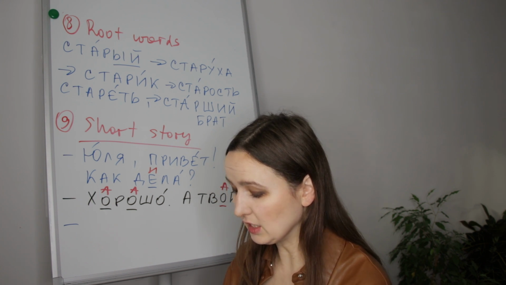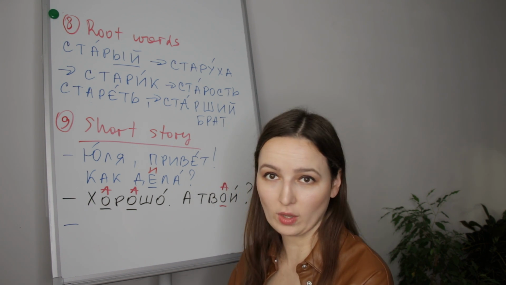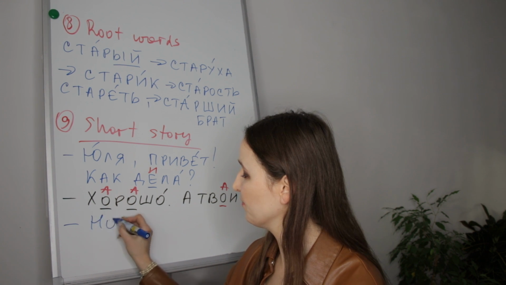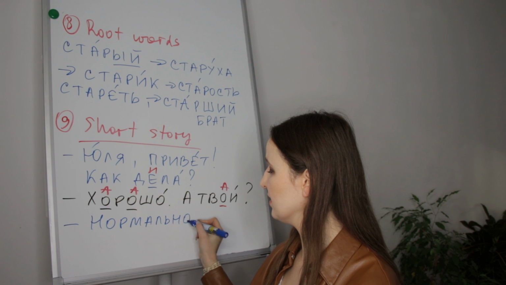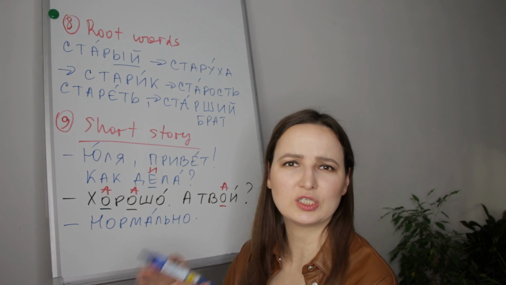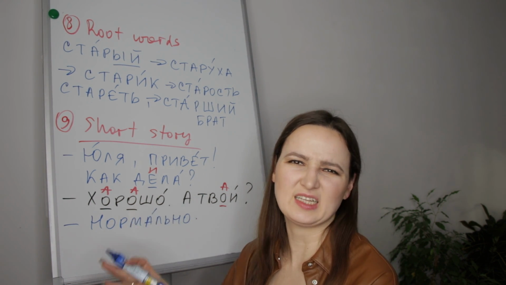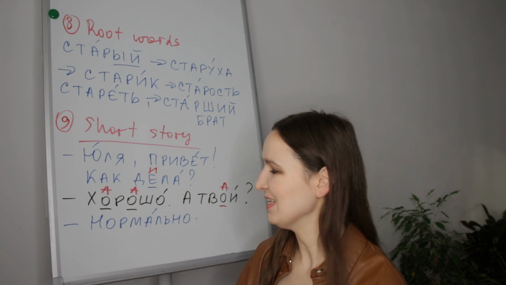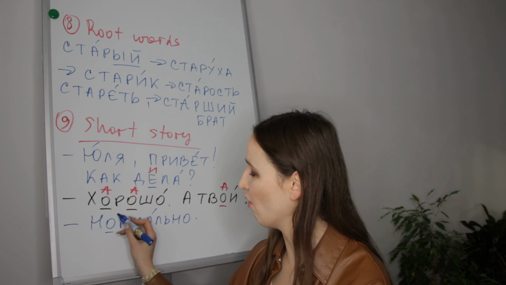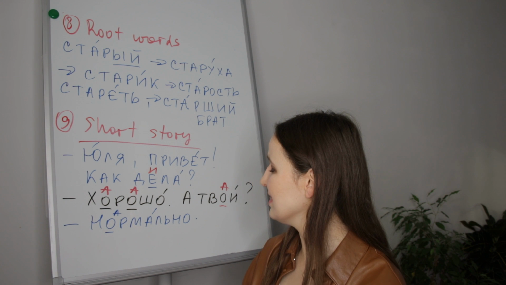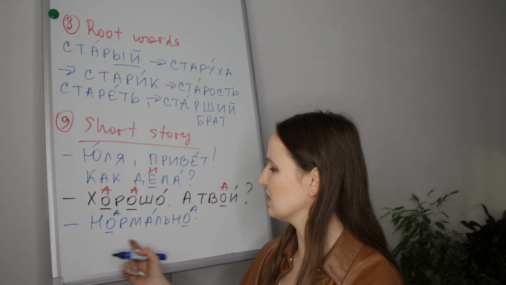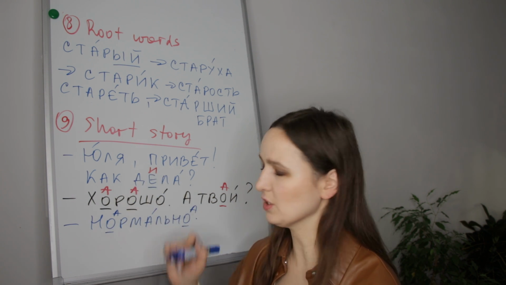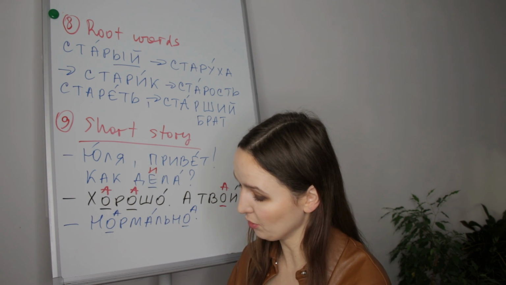Нормально. Ты не знаешь, кто он? Нормально means literally normal. Basically, it means it's okay. I'm okay. Same here, О will be pronounced as А. Нормально. This is the most common answer to this question. Как дела? Нормально. I'm okay.